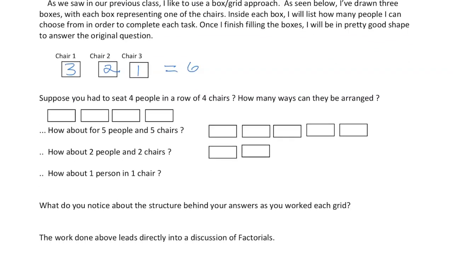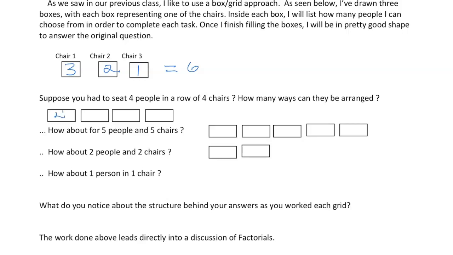And this was very similar to the counting method in last class. So it's not a tree diagram. We're doing this counting method using the boxes, or a lot of times I'll just use straight lines. Suppose you have to sit 4 people, so you can kind of guess the drill.